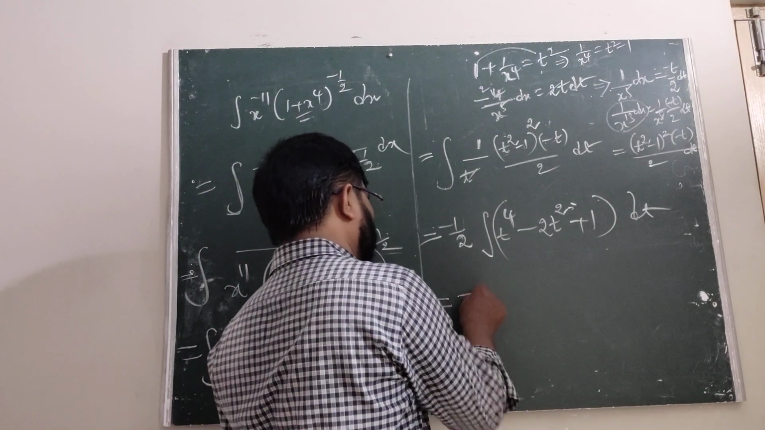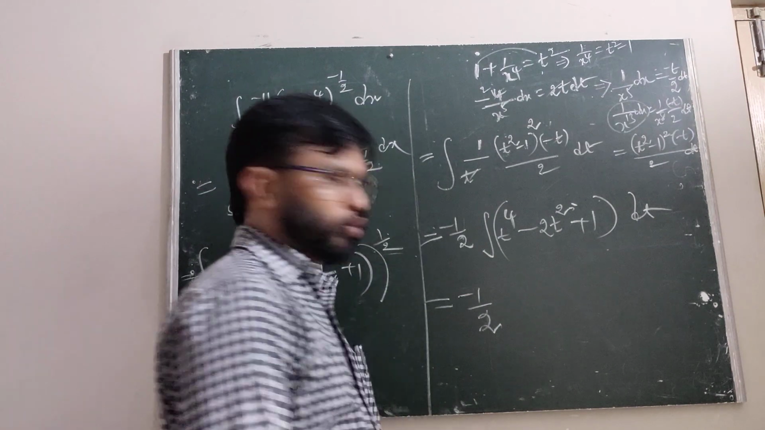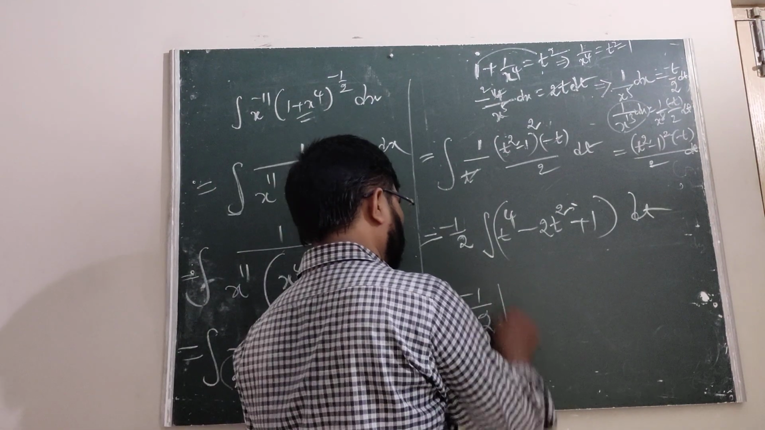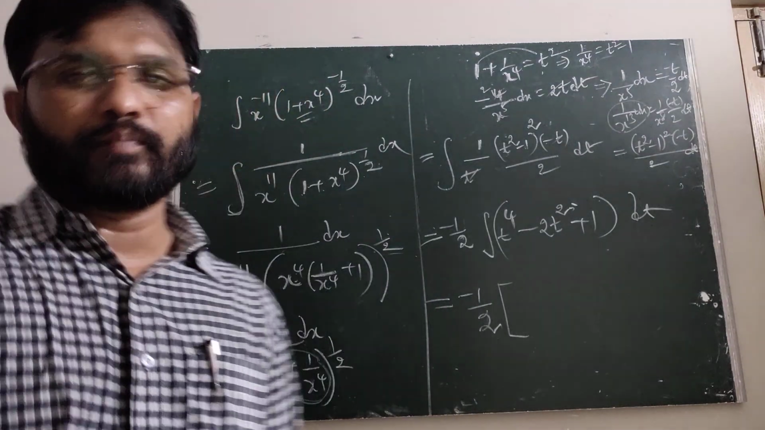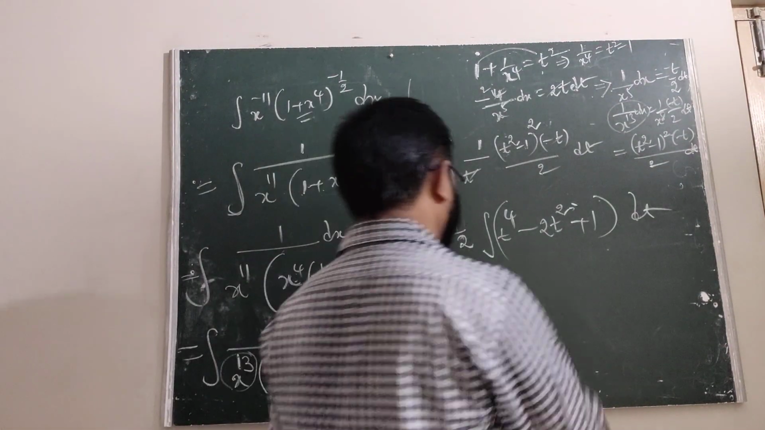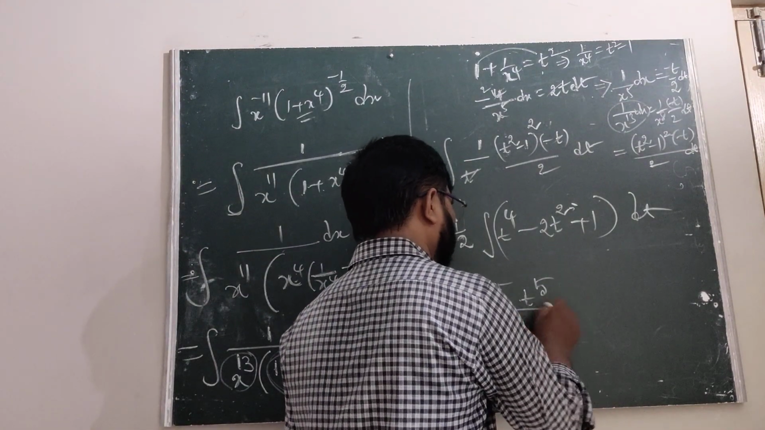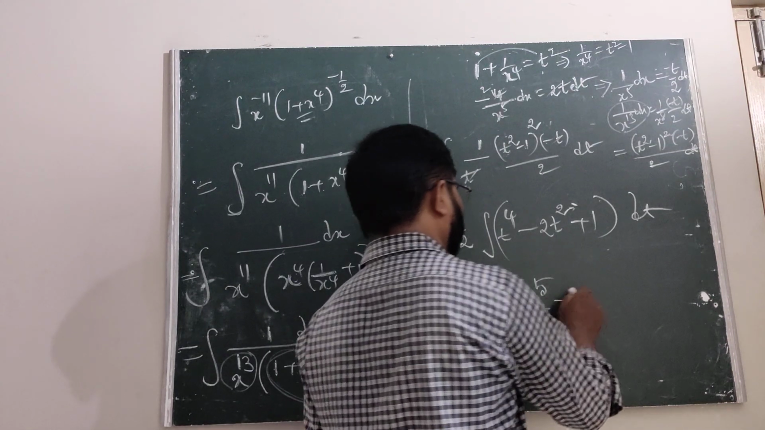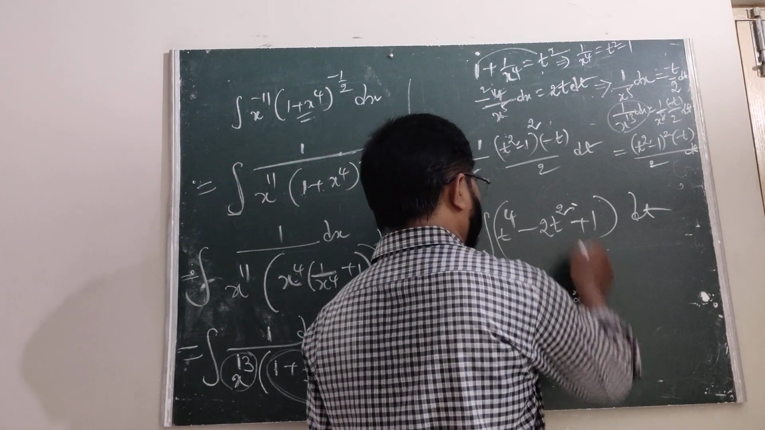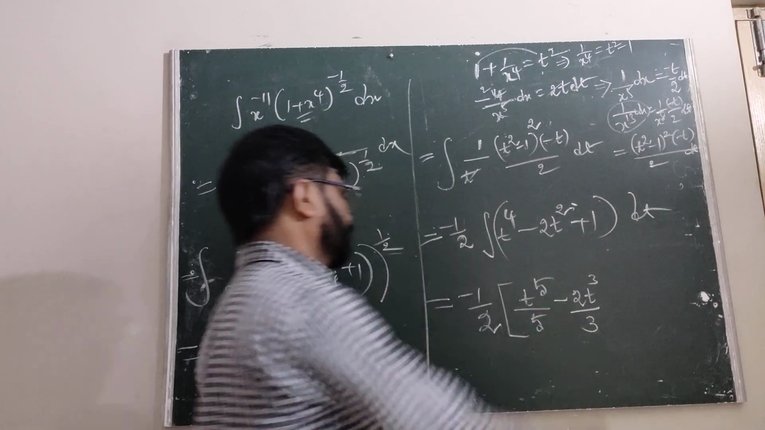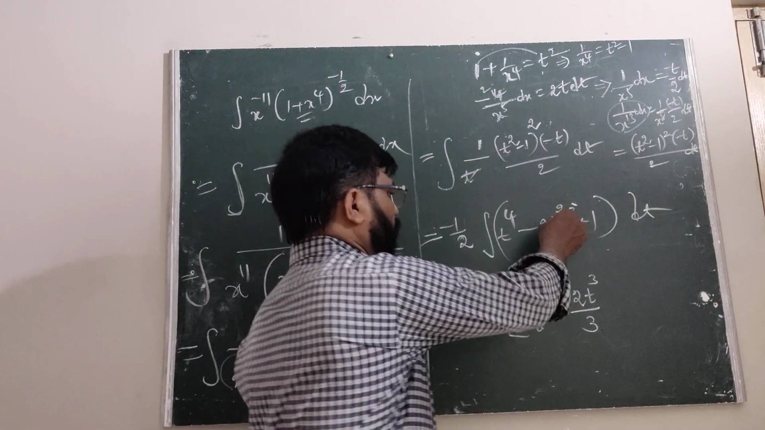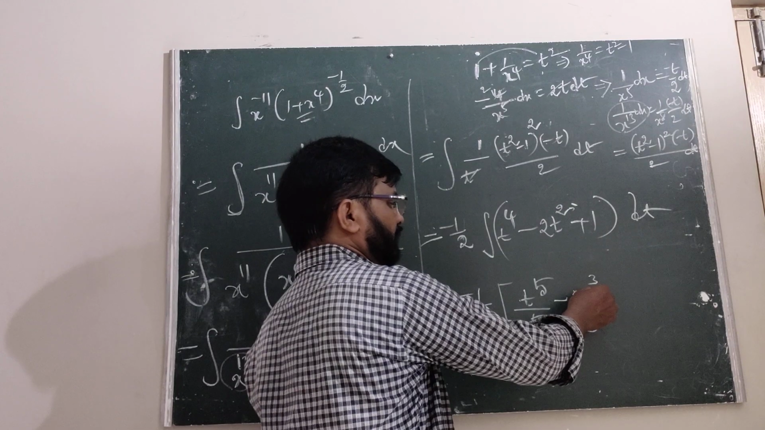Now here this is minus 1 by 2. Therefore, what is the integral of x power n? x power n plus 1 upon n plus 1. That is t power 5 by 5 minus 2t cube by 3. Is it clear? t power 5 by 5. This is 2t square, 2 plus 1 is 3, that is by 3.